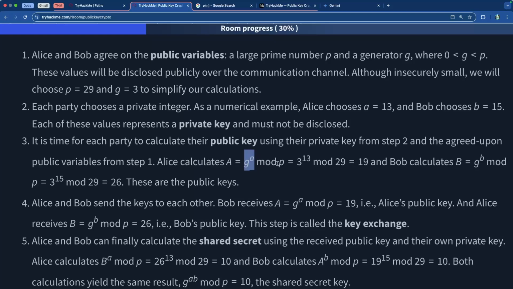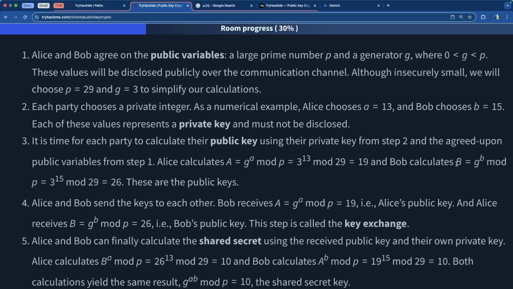And then you divide that by P and get whatever the remainder is, which means what? 3 to the power of 13 divided by 29. So that's what P was. Where do we have P? P's right here. P's 29. So 3 to the power of 13 divided by 29, and then the remainder of that would be 19. Okay, that's how that calculation works, right?